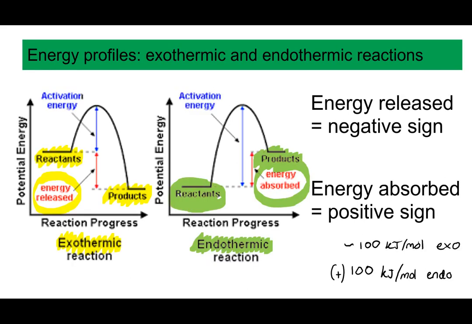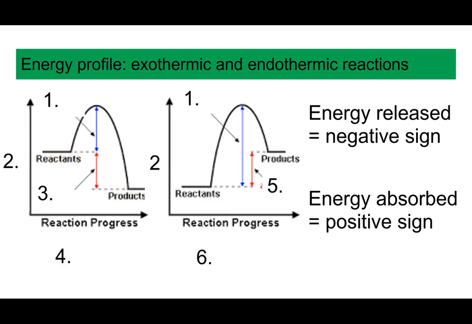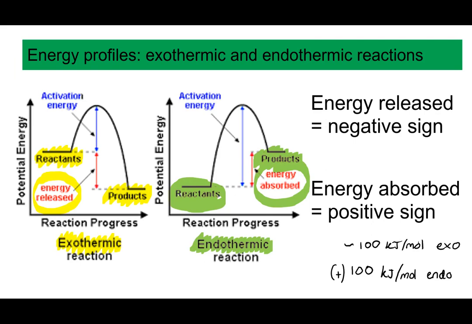Try to use these diagrams that are being shown on the board now to answer this question about the energy profiles. It's asking you to show what is meant by the different labels 1, 2, 3, 4, 5, and 6. Use this one to help you. Pause the video.